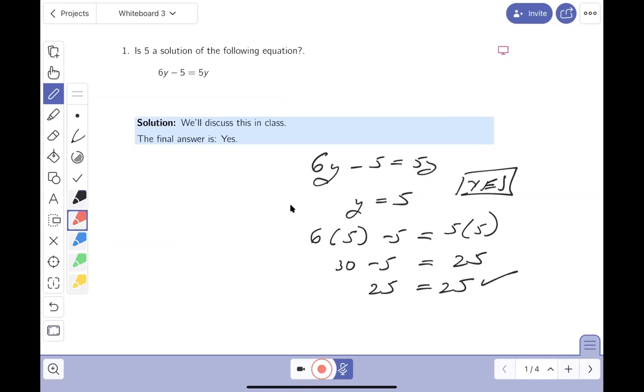What are you going to do? Check your answer against the key. I do want to encourage you, though, to put the work down. This is the work. All right, let's go to the next problem, which would be number 2.